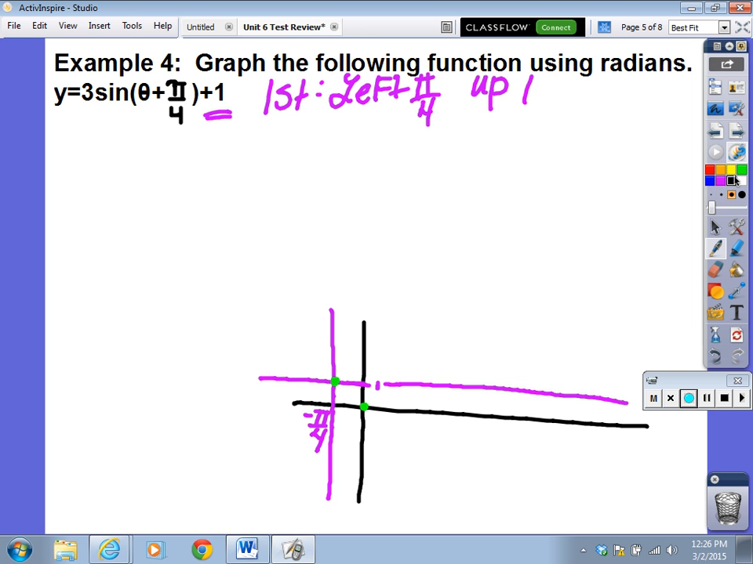Second step is to graph your amplitude. So what is my amplitude? Amplitude is 3. So from our new origin, we're going to go up 3. So we're going up, from our new origin, we're going up 1, 2, 3 additional points.